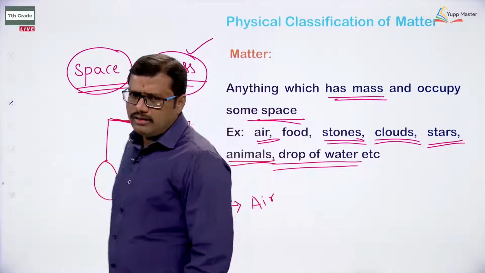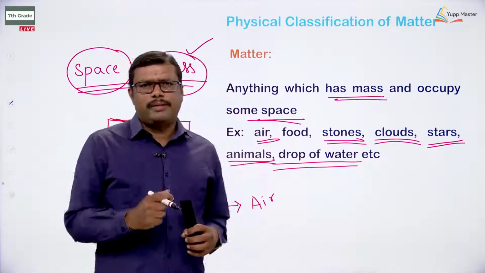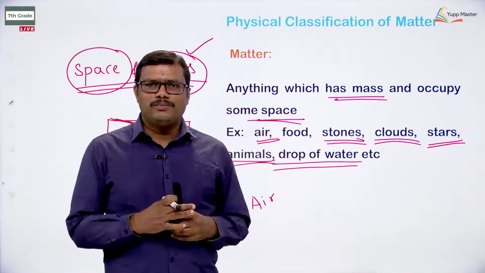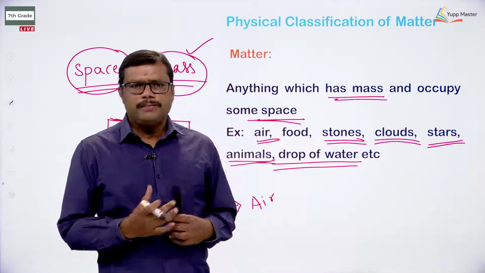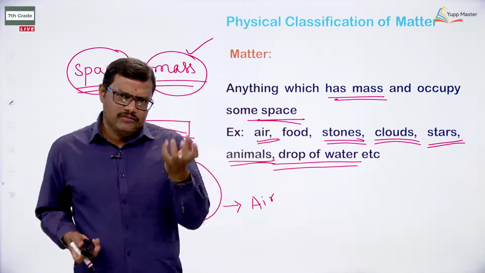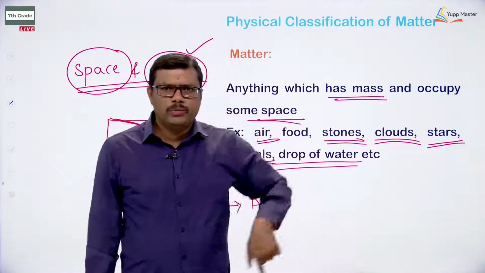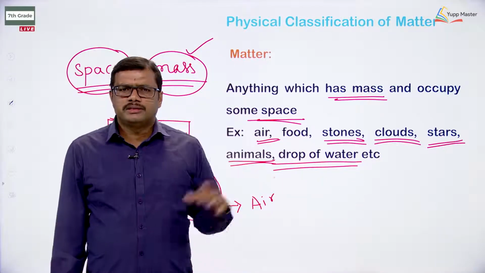For example, the books that you are using or taking in your bag. Of course, you know the weight of the books that you are taking to school, right. The book is matter, it has some mass, it has some weight and it is going to occupy some space. If you keep the book on the table, it is going to occupy the space. So, book is matter.